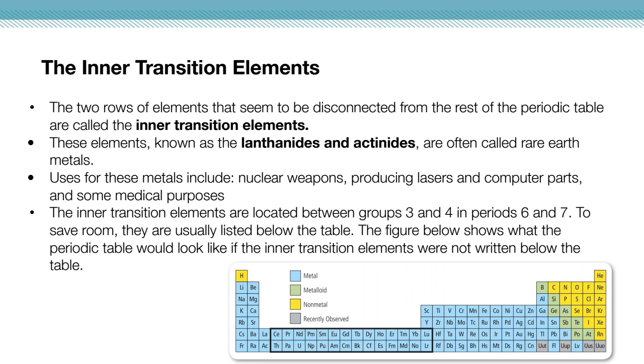These guys have a lot of radioactive ones. They're used for things like nuclear weapons, creating lasers, creating computer parts. They're really interesting. Some of them are used for medical purposes. I like the inner transition elements. If you ever want to research some elements, those are some really interesting ones. But similar properties as the other metals. Ductile, shiny, malleable, solids, pretty much the same idea, just knowing where they are and where they're located.